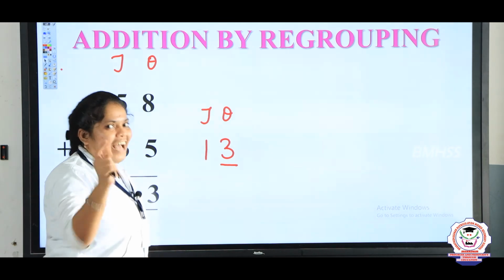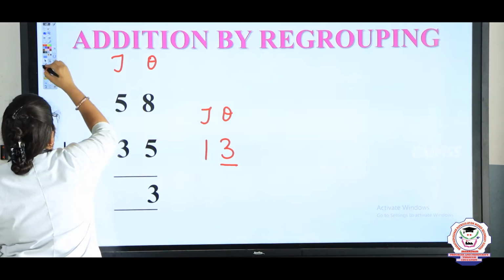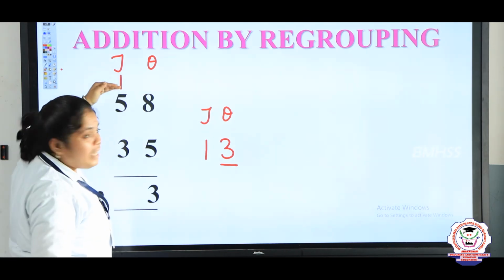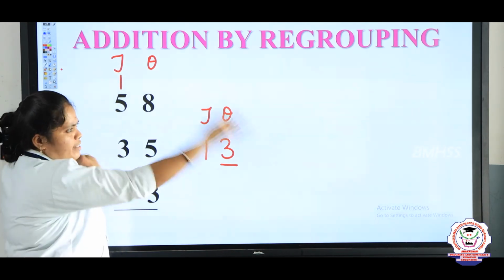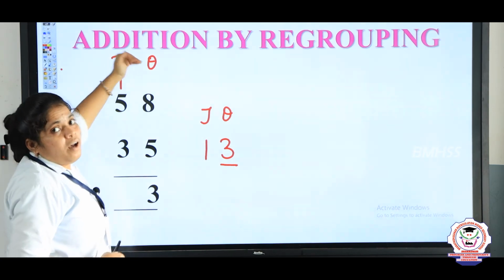I will tell you. You should write this tens place value on the top of the number 5, above it. Not always number 5; in the next sum the number may be different. So you should write it above the number.